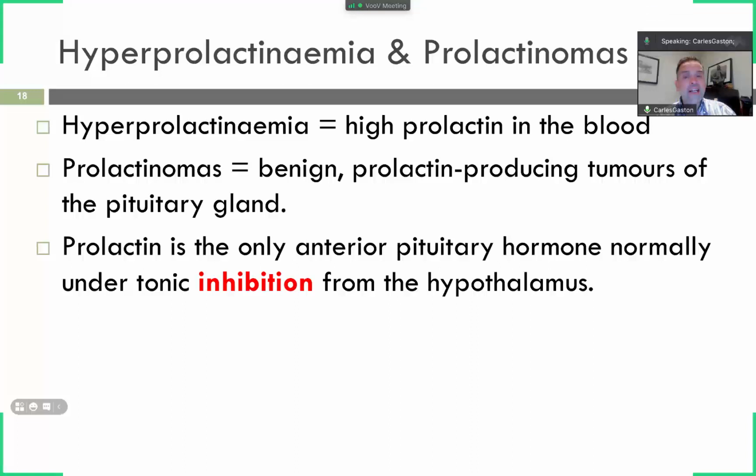Prolactin is the only anterior pituitary hormone, as we have studied, that normally is under tonic inhibition from the hypothalamus. And my question to you, although I cannot hear you, is what does inhibit prolactin from the hypothalamus? You should know this by now. But if you don't know it, make a note and you can go back to it.